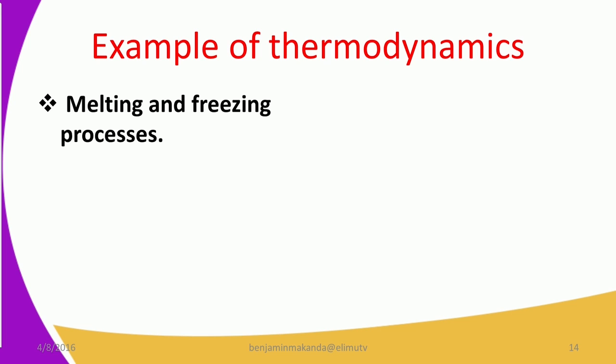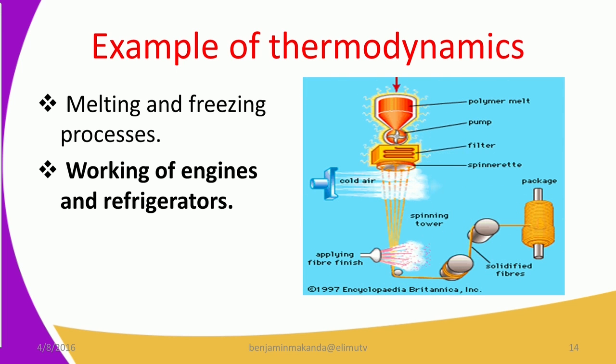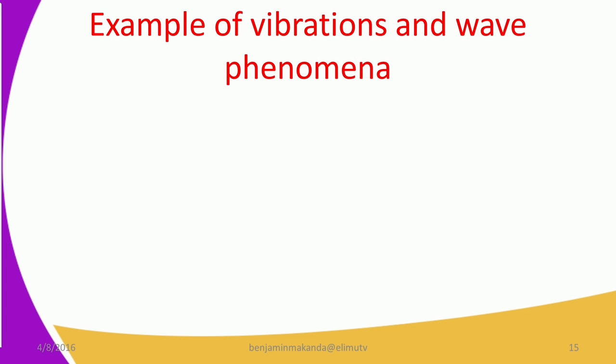Example of thermodynamics, we have melting and freezing processes, working of engines and refrigerators. So here we have a system that is used for cooling. Actually, this one is a summarized system for melting and freezing processes. And to begin with, we have the polymer melt, we have the pump, we have the cold air that brings about the cooling effect. Then we have down here the spinning tower. This entire process is used to cool a polymer in order to make polythenes and other fibers. This is an example of melting and freezing, which is thermodynamics physics.